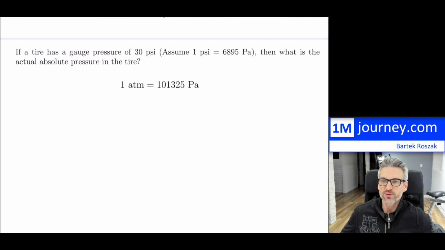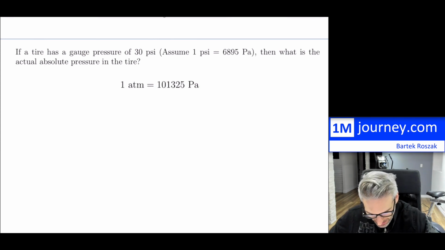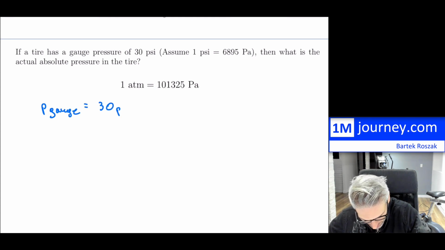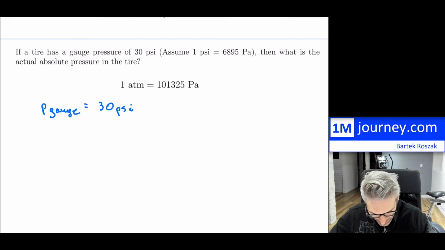Let's tackle a few examples on pressure. So here's the first one. If a tire has a gauge pressure of 30 psi, then what is the actual absolute pressure in the tire? Okay, so if you're given the gauge pressure, I'll just designate it as P, and we can actually write gauge in here. So if this is 30 psi, now notice we can change the psi, so I can do the conversion there.